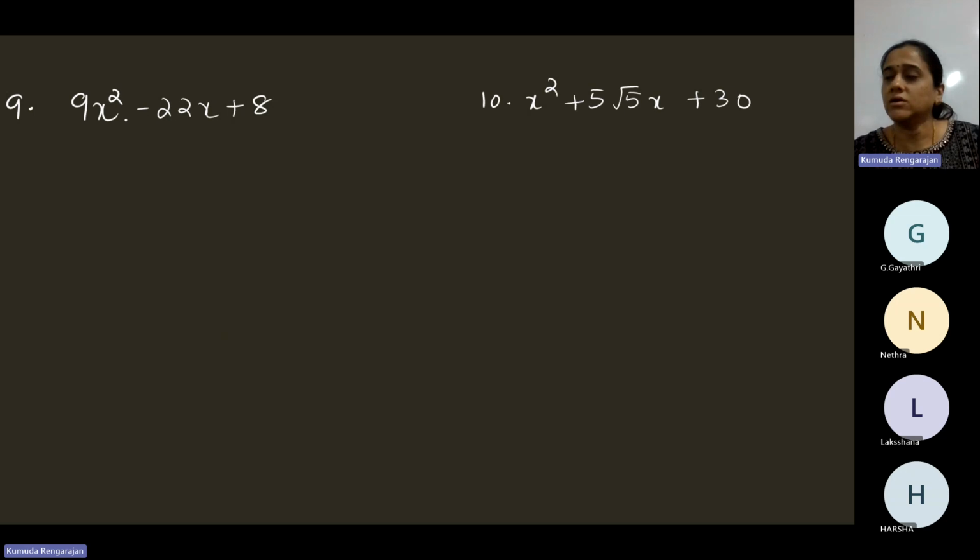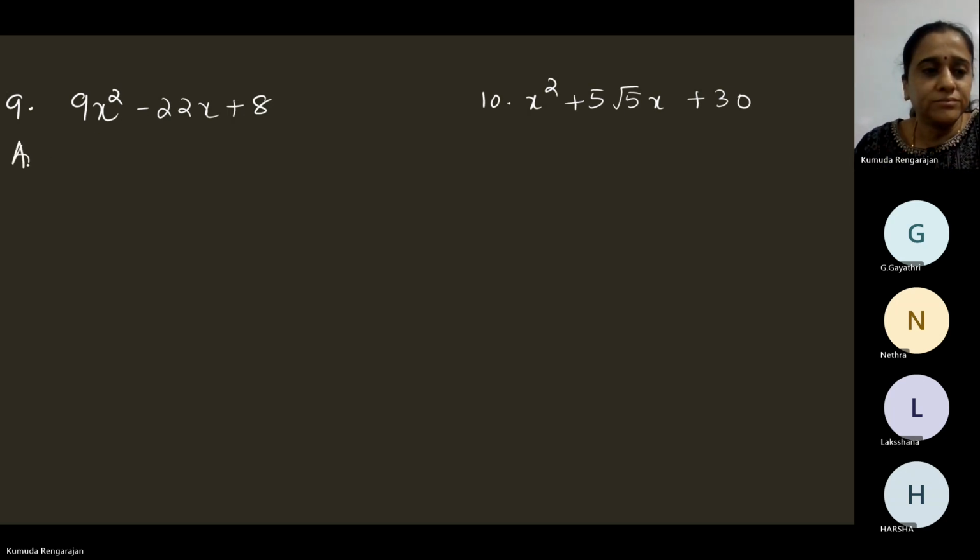Okay, so this is a quadratic polynomial or a quadratic expression. So to factorize this, we'll have to split the middle term. See, you have the x square term, you have the x term, you have the constant. X square term, x term, and the constant. So this expression can be factorized by splitting the middle term. It's a quadratic expression.